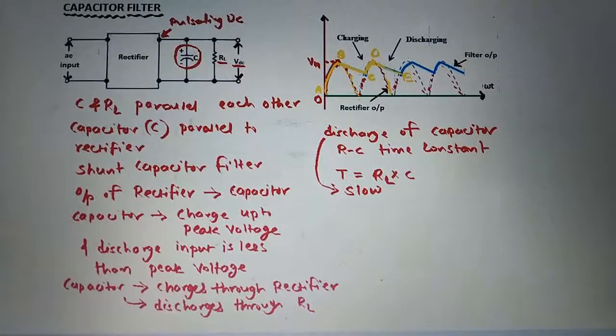Again, the output of the rectifier increases from its minimum value to its peak value. Then again the capacitor charges to its peak value. Then the output of the rectifier decreases from peak value to its minimum value. Then the capacitor discharges through the load resistance RL, and the process continuously repeats here.